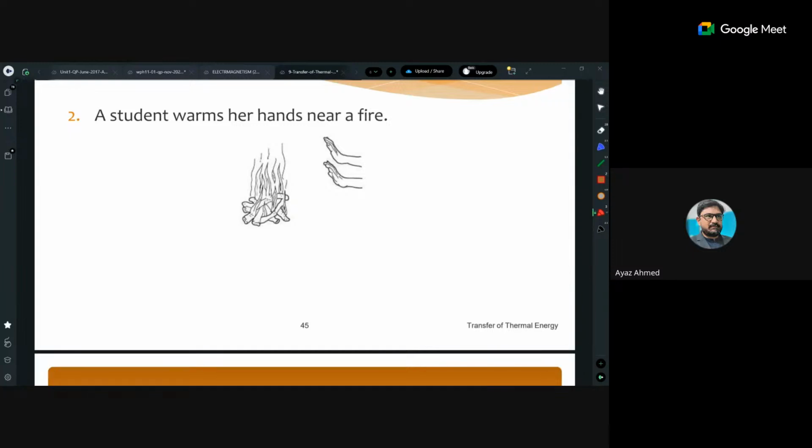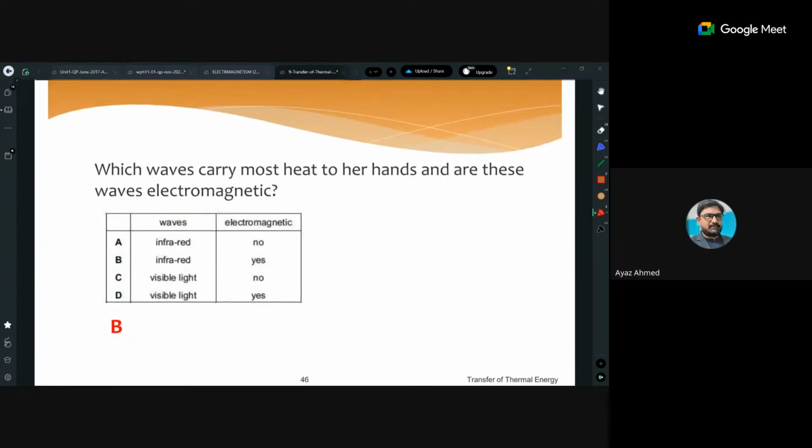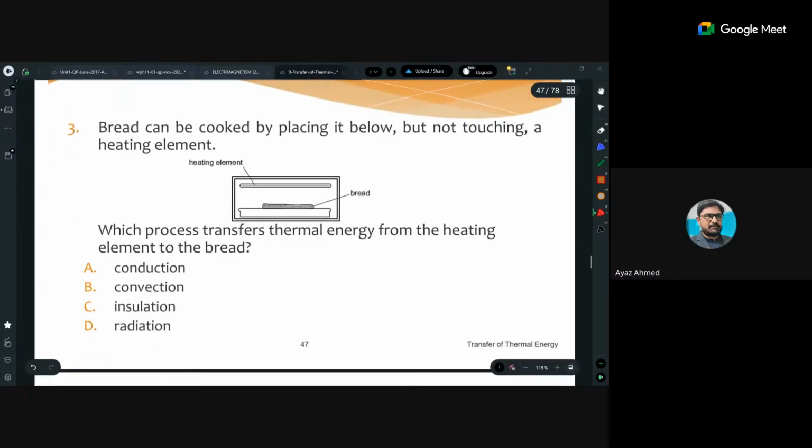A student warms her hands near the fire. So how is the heat being transferred, which way carries the heat to her hand, and are these waves electromagnetic? Yes, they are electromagnetic, and infrared radiations are electromagnetic radiations, right? Is it thermal radiation?